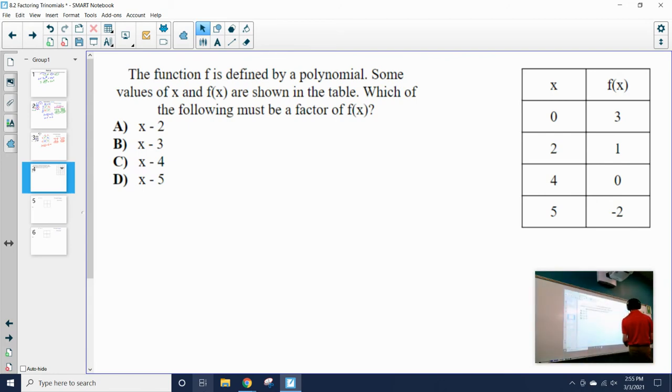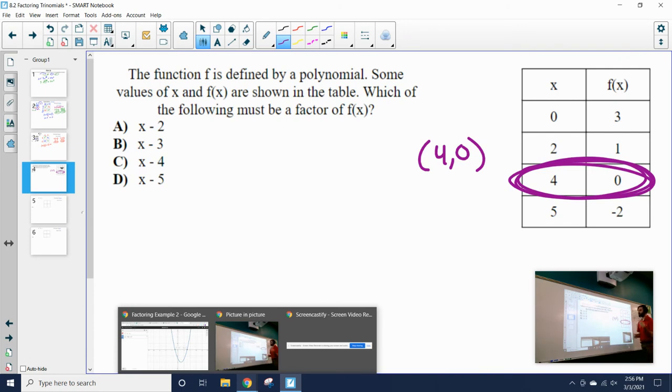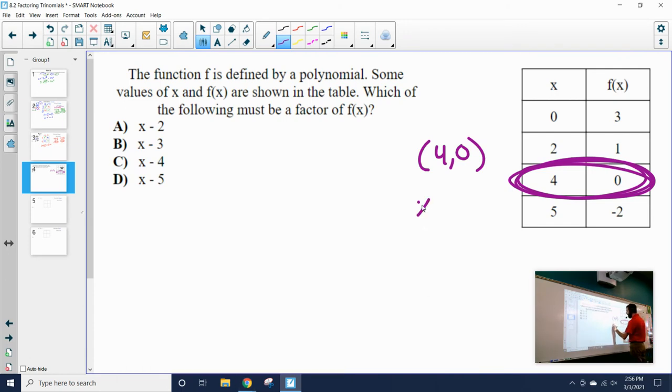Well, we know our factors occur at our x-intercepts. And the x-intercepts only occur when the y value is 0. So looking at my table, I have an x-intercept occurring at 4. So I know (4, 0) is one of my x-intercepts. Well, what would this x-intercept be written as a factor? Well, we know it's always the opposite of what our x-intercept is. So x minus 4 would be the factor that worked for our intercept of (4, 0). So I know that x minus 4 would have to be a factor of my quadratic.